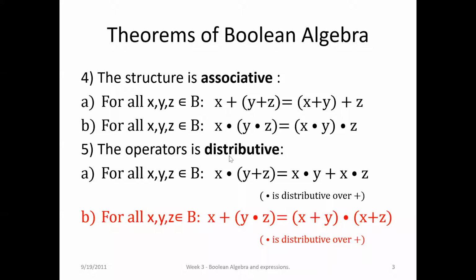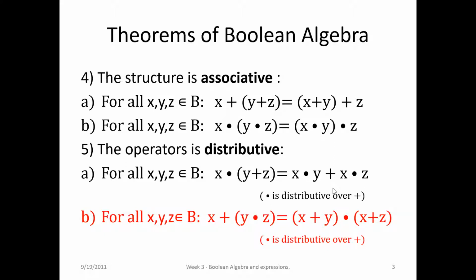The operators are distributive. The operators are basically multiplication and addition. X dot (y plus z) equals x dot y plus x dot z. Okay. Now we say multiplication is distributive over addition. So multiplication is distributive over addition.